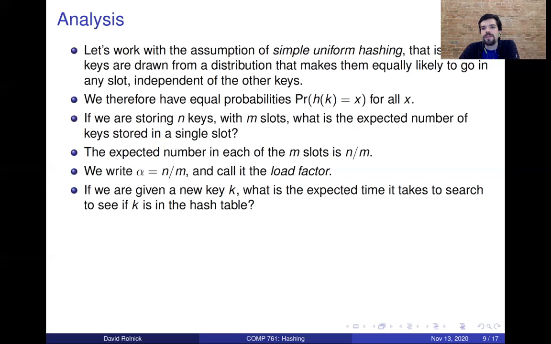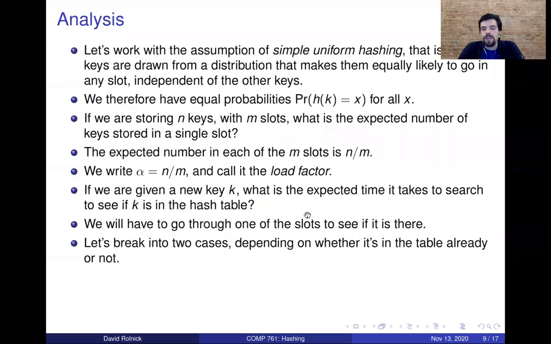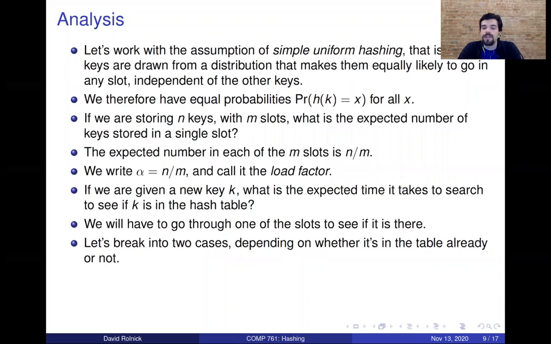I'm seeing some disagreement, and basically everybody's right, just in different cases. What do I mean by if k is in the hash table? If k is one of the things which are stored, if there's a record for k in the hash table. Okay, so we're going to have to go through one of the slots to see if it is there. Let's break it into two cases, depending on whether it's in the table already or not. Though it turns out we're going to get the same answer, regardless of whether it's in the table or not.